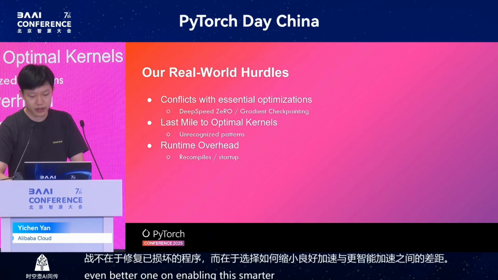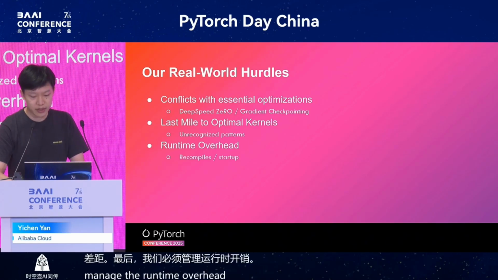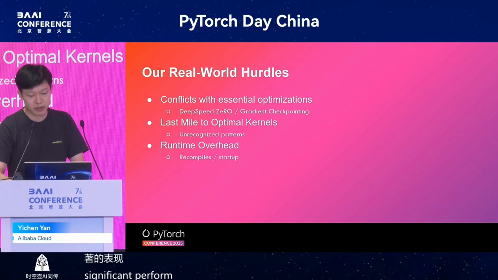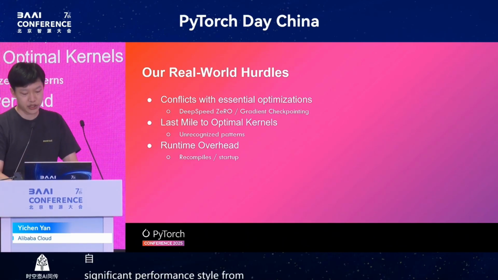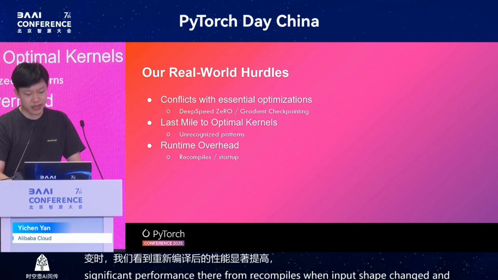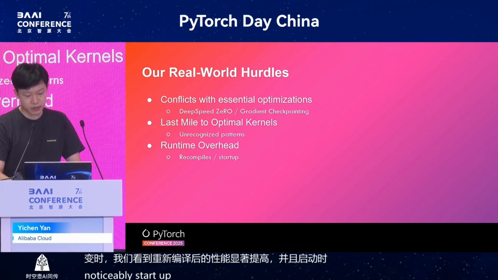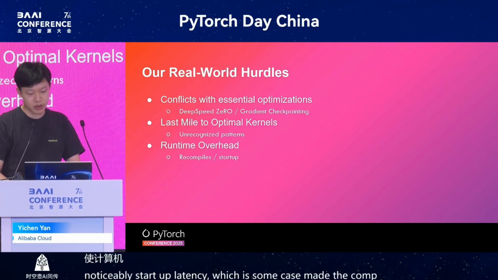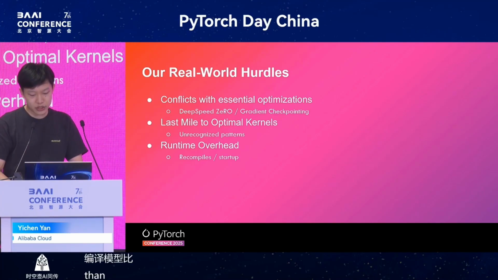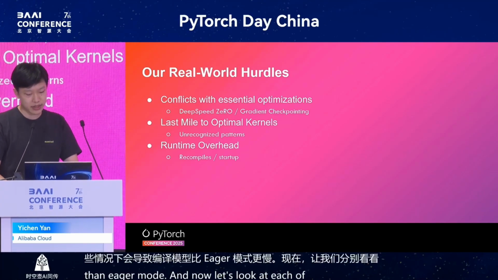Finally, we had to manage the runtime overhead. The benefits of compilation are not free. We saw significant performance stalls from recompiles when input shapes changed, and a noticeable startup latency, which in some cases made the compiled model slower than eager mode. And now let's look at each of these in more detail, starting with the ecosystem conflicts.